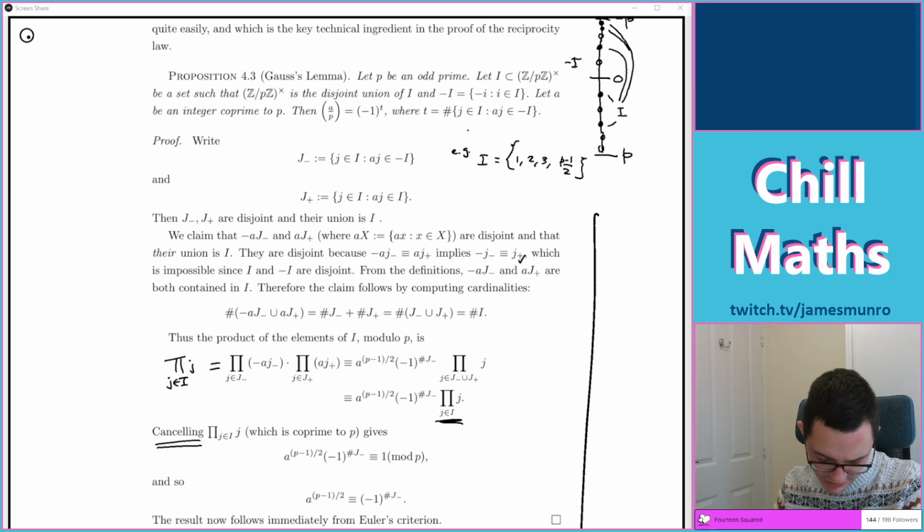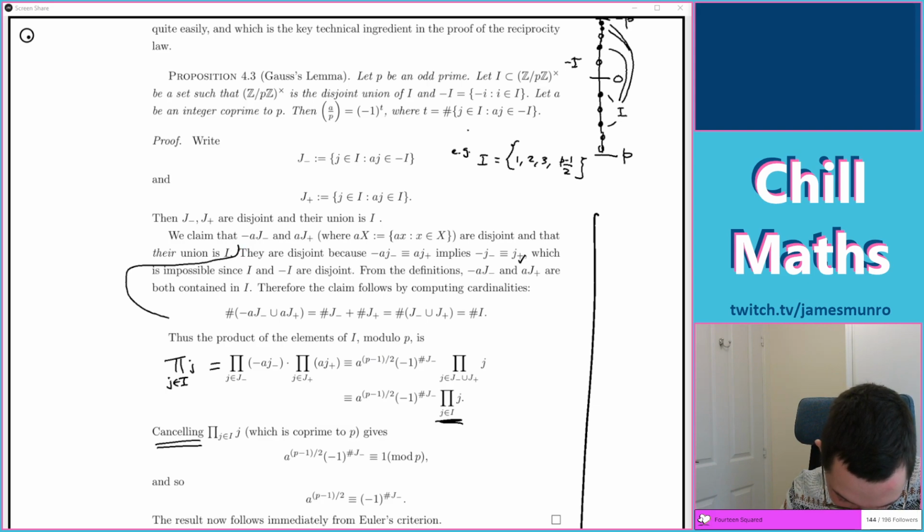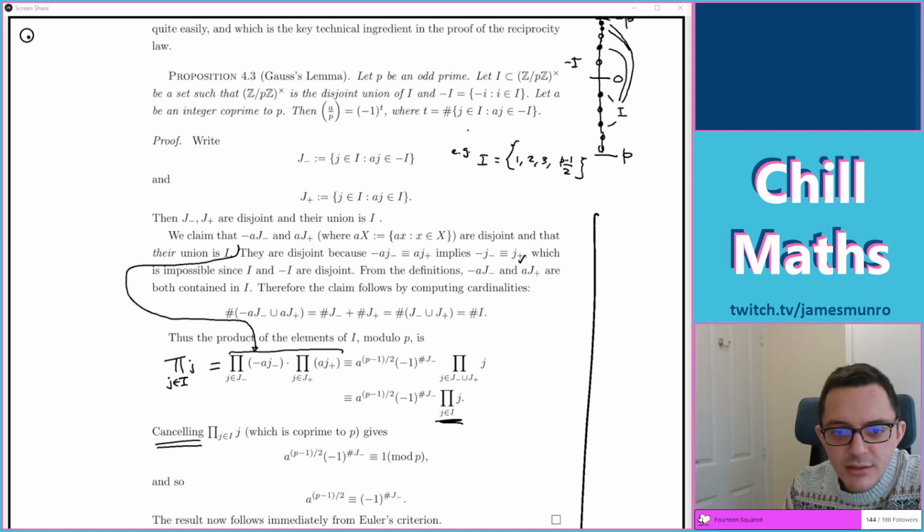Because we're not just multiplying the J's together, we're multiplying these A's together, right? So this is this fact that minus A J minus and A J plus. That's giving us these things. That's I. Everything in J minus multiplied by negative A, and everything in J plus multiplied by positive A. Yeah, okay. And then you get a whole bunch of A's, because you took everything from the set I and you multiplied it by A, and maybe minus A.